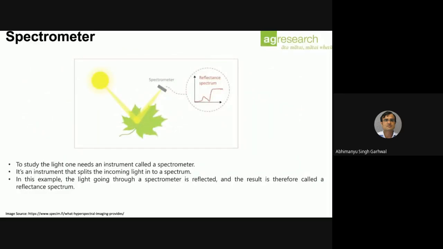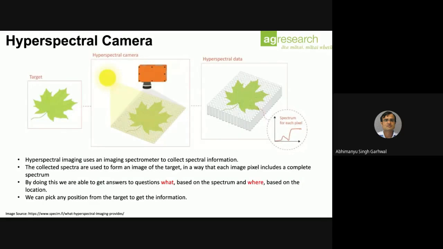To capture this spectral signature, we need an instrument called a spectrometer, which captures the light. That light is called reflectance, because we always capture the reflected light, and that spectrum is the reflectance spectrum. The instrument we use to capture this spectral information is called a hyperspectral camera. The hyperspectral camera scans the images to get the hyperspectral data, and from that we can identify what kind of material it is, if there is a problem, and the location as well.